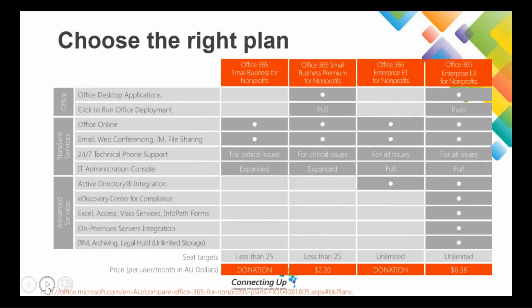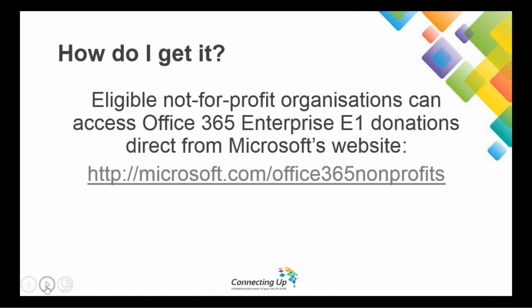So that's a basic rundown of the plans and what it is. I think that the best way to accurately demonstrate what it is, is to show you. So we'll go into the demo in just a sec after some questions. But to get it, all you need to do is go onto the Microsoft website, the link that's on the screen now, microsoft.com/Office365nonprofits. You can register your organisation and you'll automatically get set up for an E3 trial while we validate that you are a nonprofit, and then away you go.